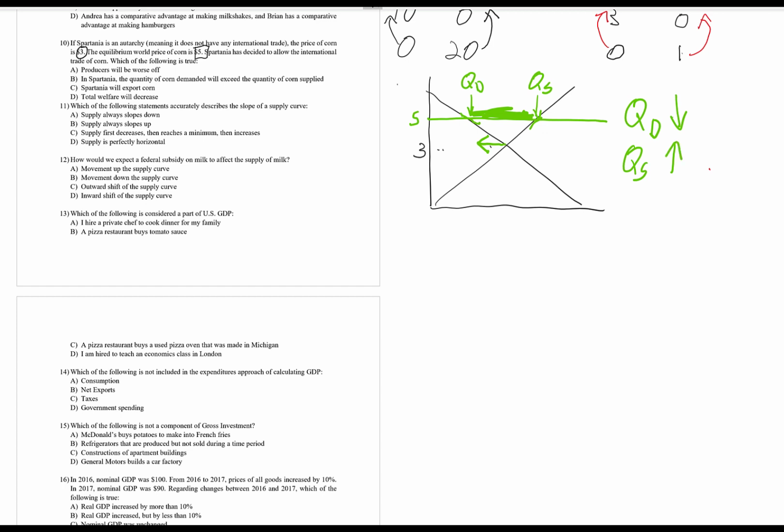So the suppliers are going to be producing more corn, and they're going to be able to sell it at a higher price. So when this happens, producers are better off and consumers are worse off. Again, producers are making more and selling it at a higher price. Demanders, consumers, are consuming less and having to pay more to do it.